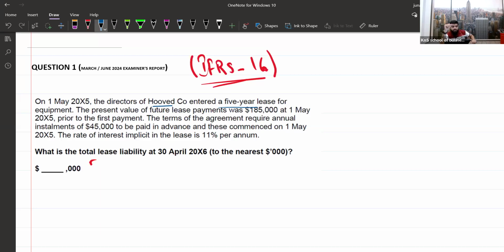Now, there is a lease of 5 years term, with the present value of the future lease payment. The first thing where the examiner created confusion for students is that it is written as the present value of future lease payment. Now, listen to me very carefully. Present value of future lease payment means that the first rental is not included over here.